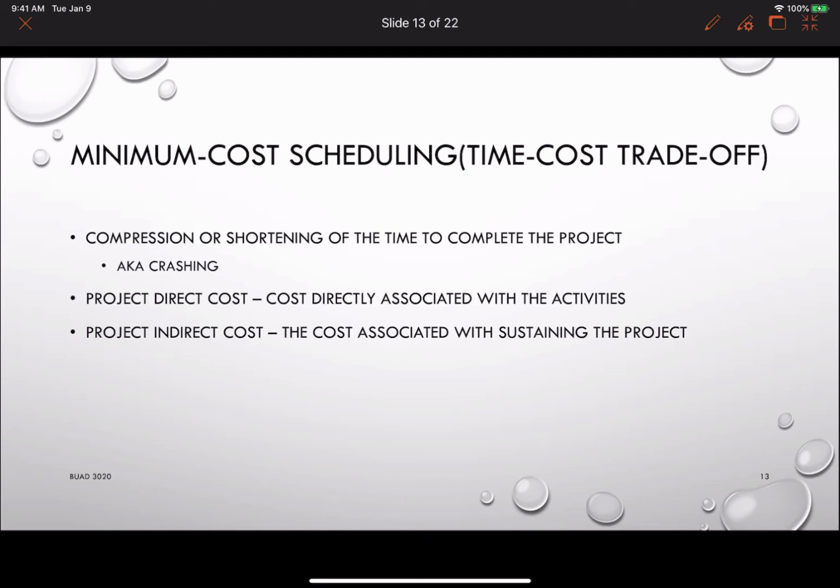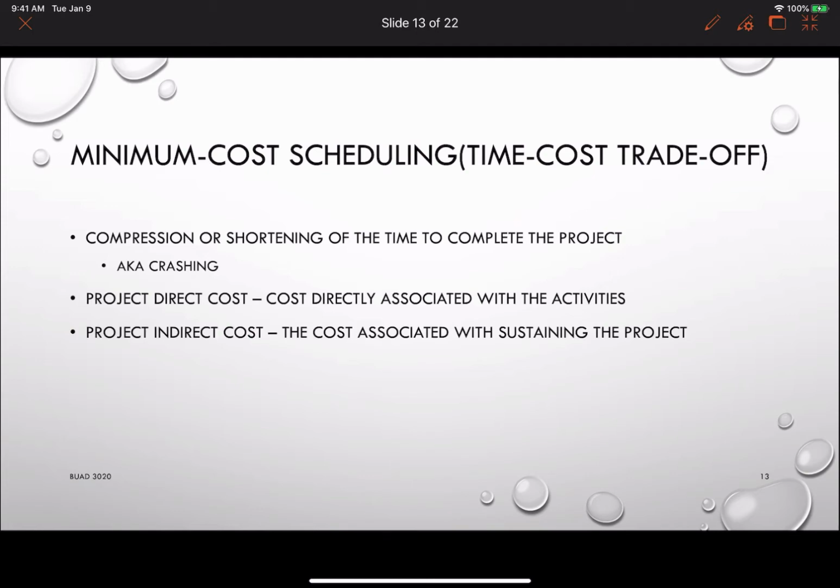The next subject that we want to talk about is the minimum cost scheduling. Many times we want to shorten the time to complete the project, and this is also what we call crashing. When we try to crash a project, we need to be able to shorten the time to complete the activities. And usually when you want to do that, you will need to pay more because you want to invest in the labor or the equipment so everything can be processed at a quicker time.